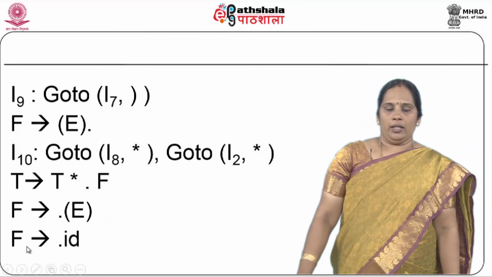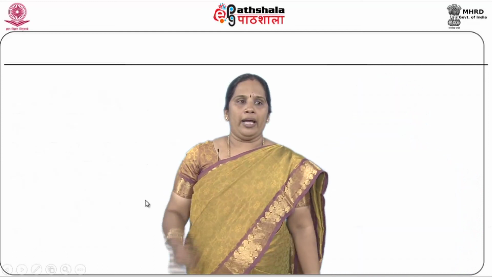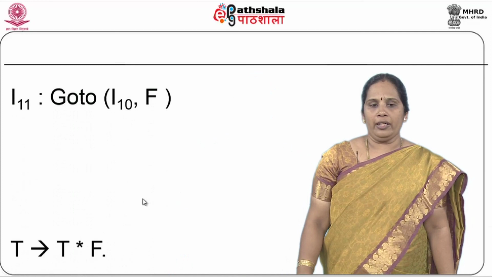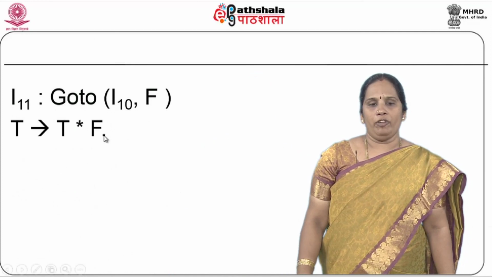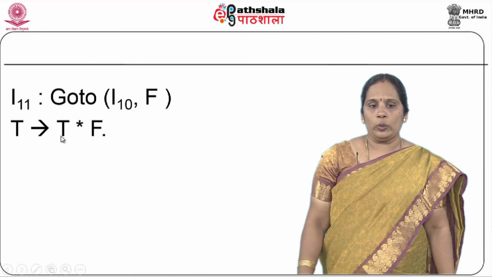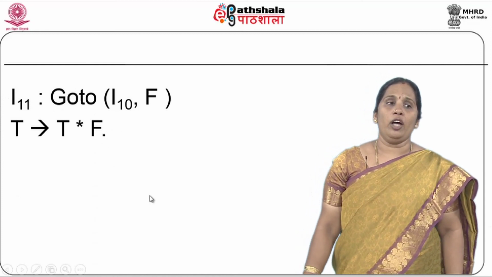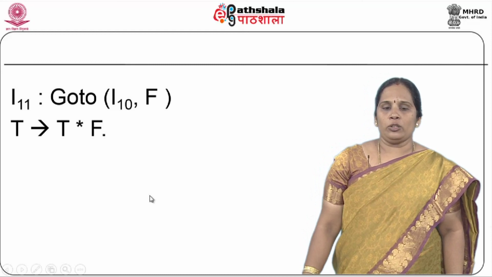So, the ultimate aim is you have to keep on iterating until no more new items can be added. Finally, T produces T star F dot. So, this is one more handle, because you look at it, there is a dot at the end. So, this is how you construct the items for the SLR(1) parser, which are called the LR(0) items.